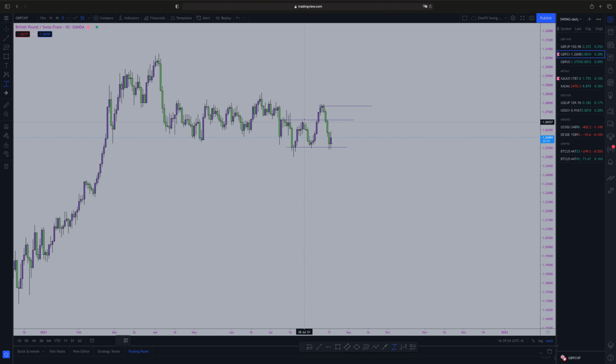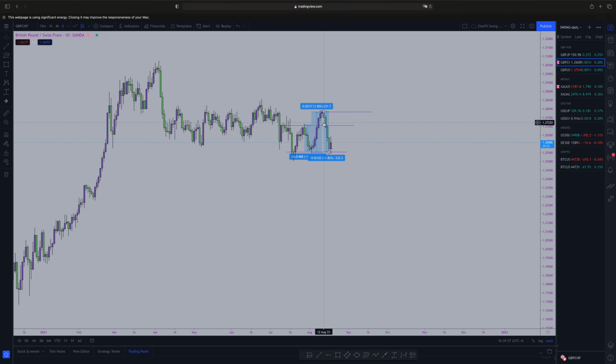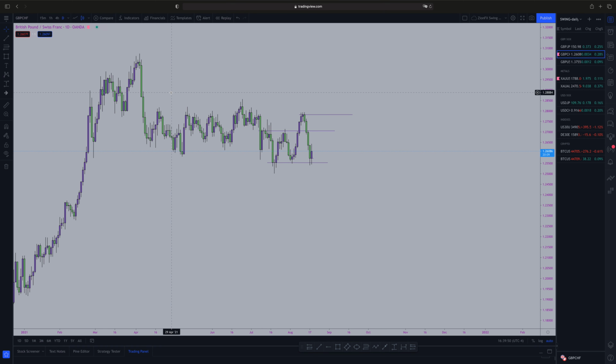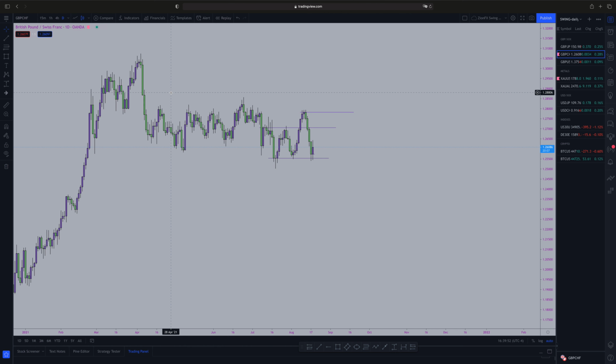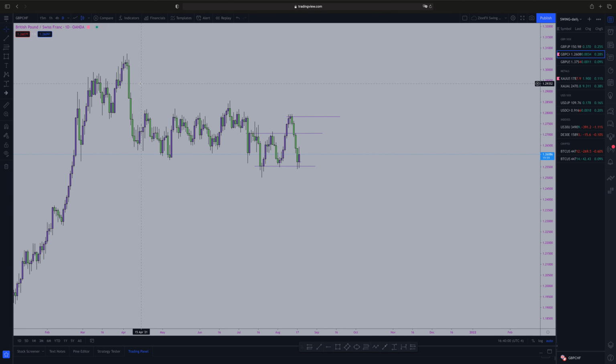Like this move down, 140 pips. This move up, 230 pips. This move down, 232 pips. So you're eating, bro. You're making money. That's why I'm changing how I trade. I'm only trying to trade the daily time frame, because all the big moves happen on the daily time frame. And you eat, bro.